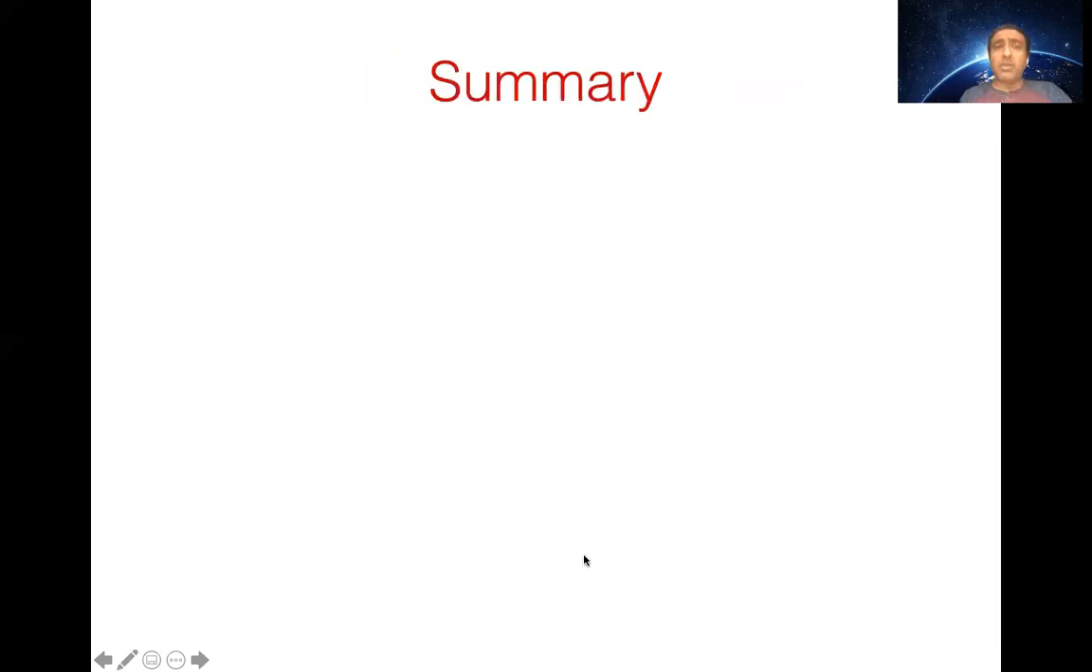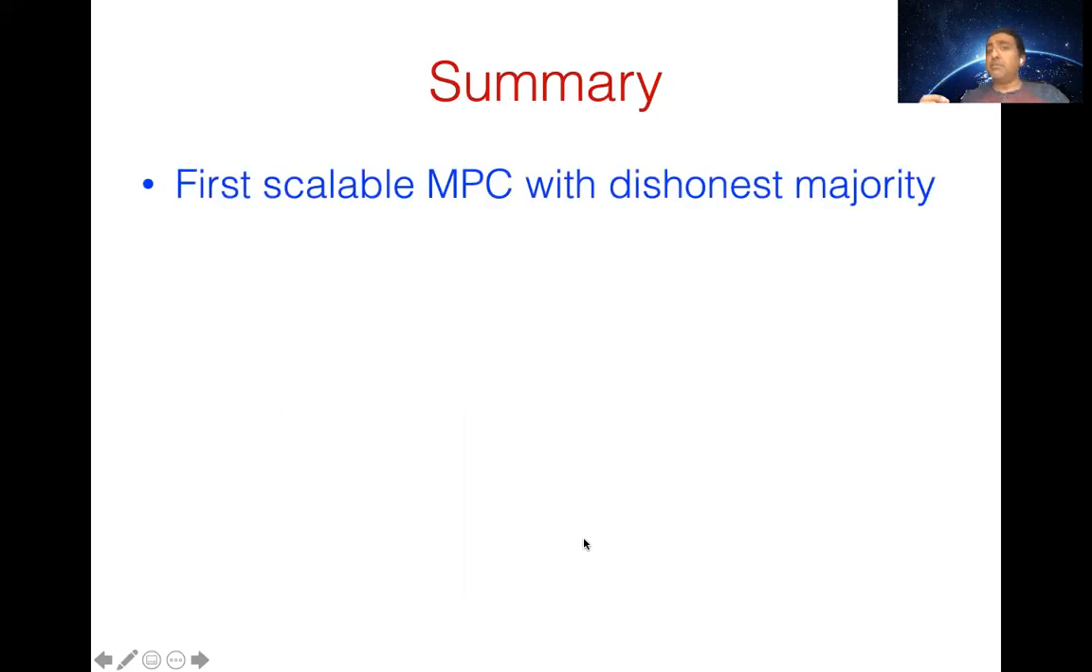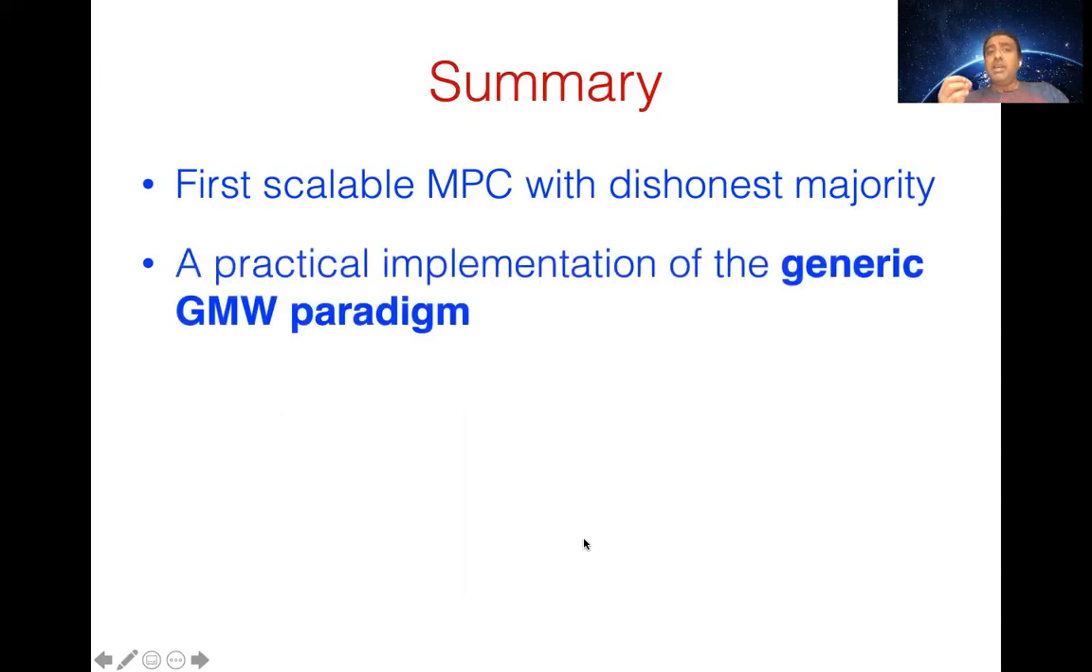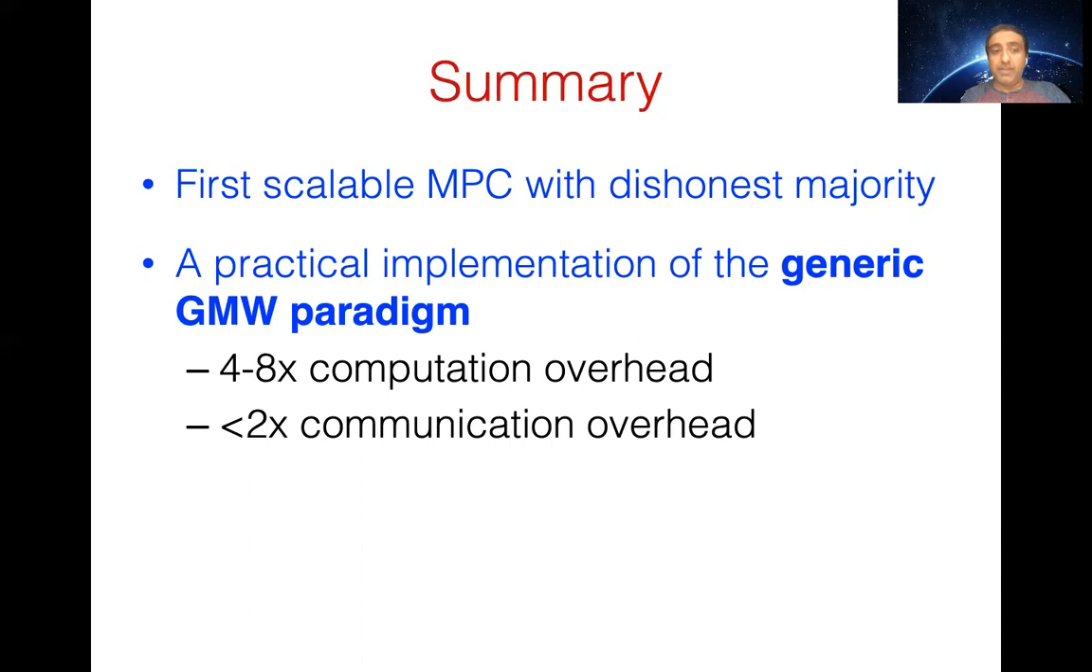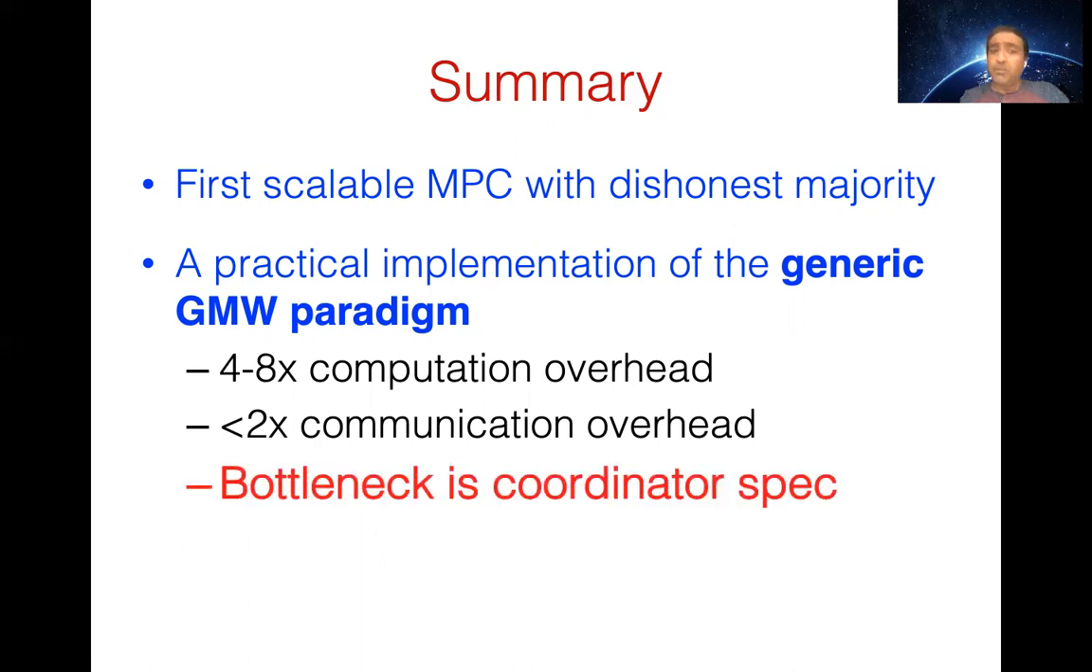So in summary, we designed the first scalable multi-party computation with a dishonest majority and a practical implementation of the generic GMW paradigm. From passive to active, our computational overhead was 4 to 8 times because we just attach a zero knowledge proof. And the communication is just twice because we used a sublinear zero knowledge proof system. The bottleneck is the coordinator spec. And we also had a new kind of functionality to give us a modular proof of security.